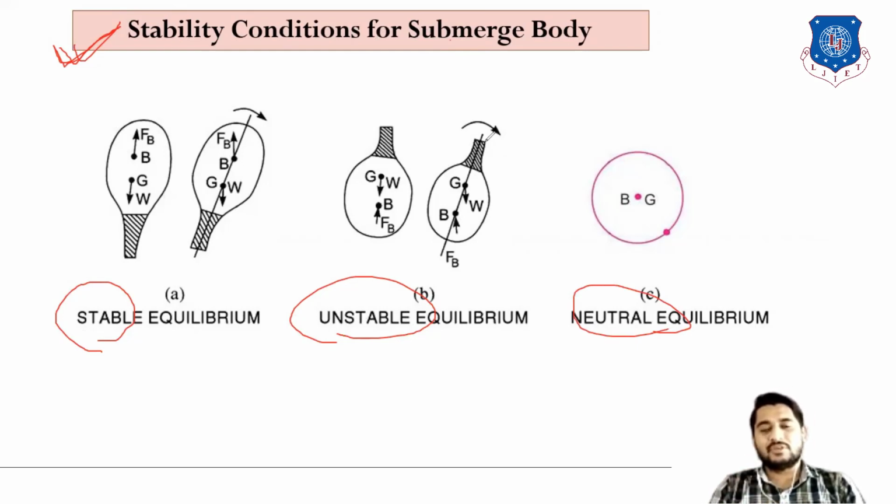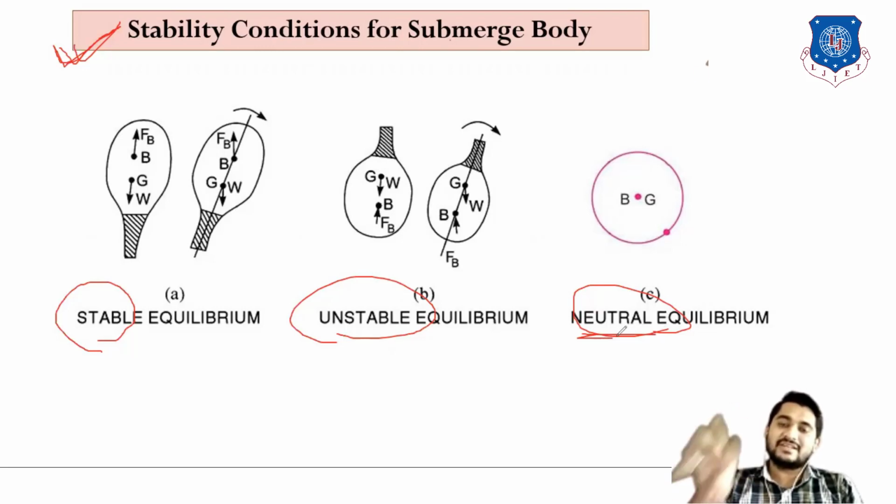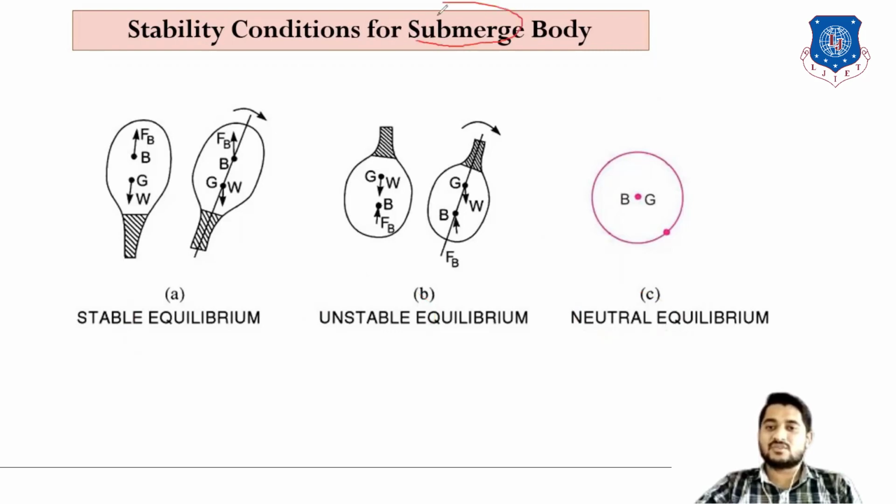What is stable equilibrium? If a body moves in one direction and comes back to its original position automatically, that is known as stable equilibrium. If the body is tilted at some angle but cannot come back to its original position by itself, that is known as unstable equilibrium. If the body is tilted at some angle theta and remains at that angle theta, that is known as neutral equilibrium, right? First, let us understand the stability conditions for a submerged body.